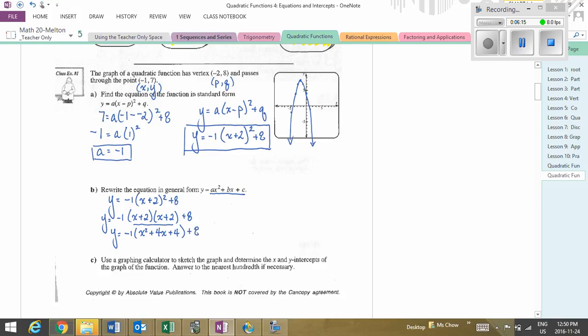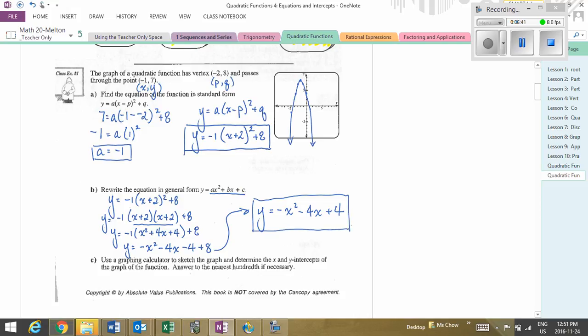Now I want to distribute the negative, so y is equal to -x squared minus 4x minus 4 plus 8, and clean that up one final time. So y is equal to -x squared minus 4x plus 4. And so that is the equation written in general form.